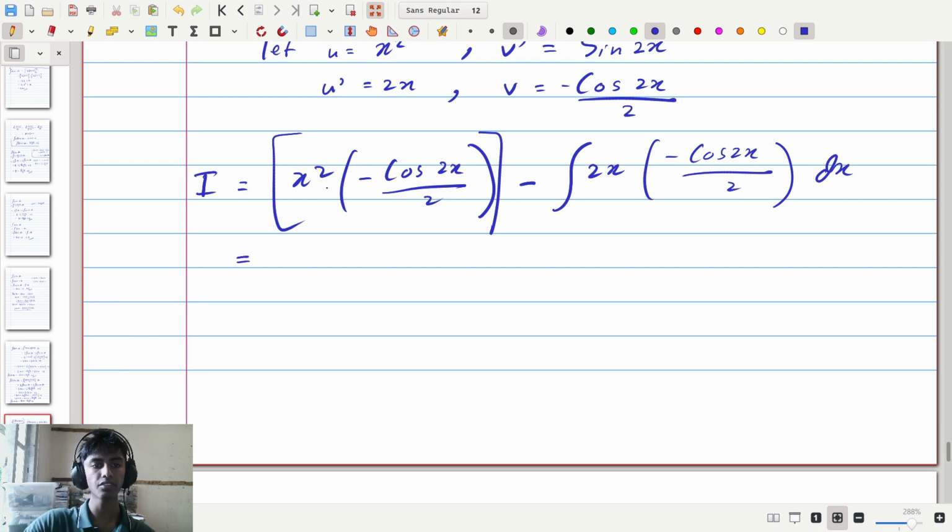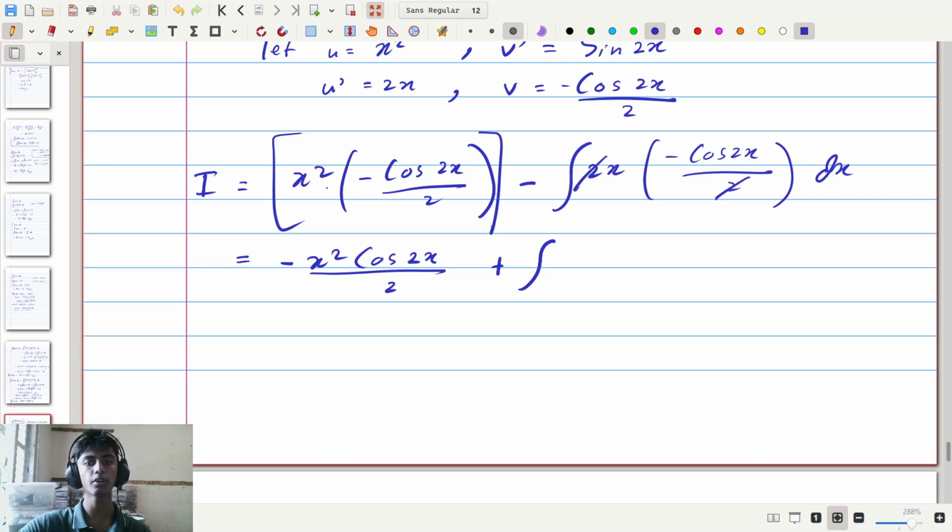Simplifying this thing, we can see from this first term we can take the negative out, so we can have negative x squared times the cosine of 2x divided by 2. As for this second bit, we can see that this negative could be cancelled with this negative. Cancelling it out, we get plus the integral of 2x times the cosine of 2x divided by 2. This 2 and 2 can be cut to give us just x times the cosine of 2x's integral. So what we have here is x times the cosine of 2x's integral.